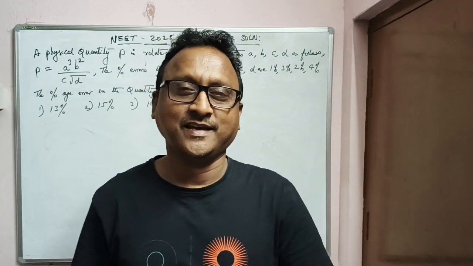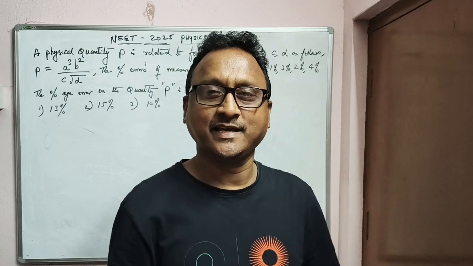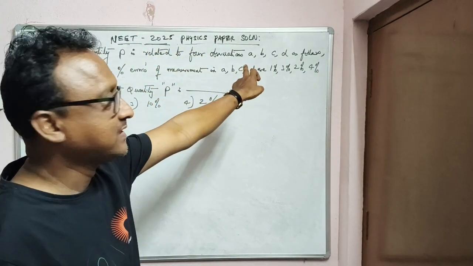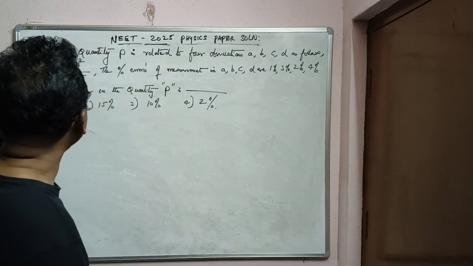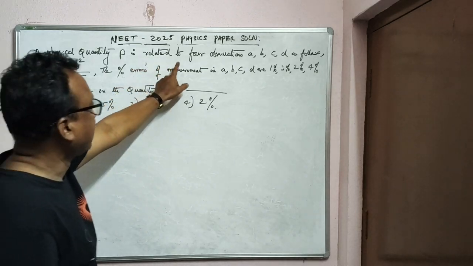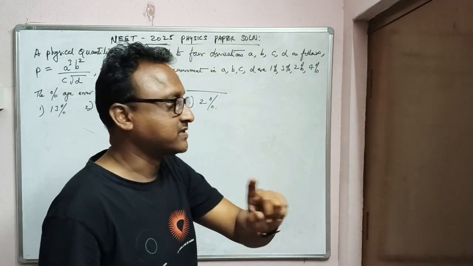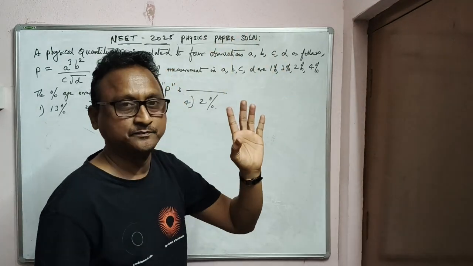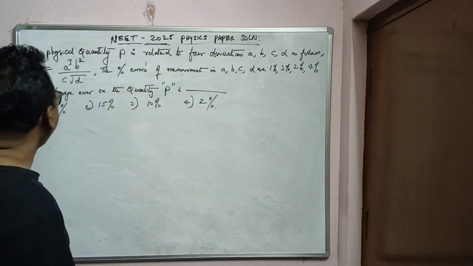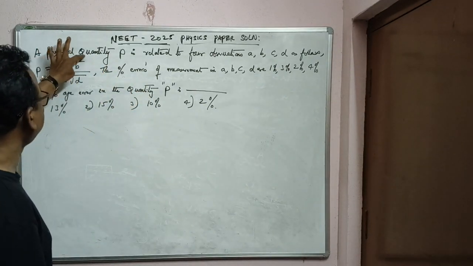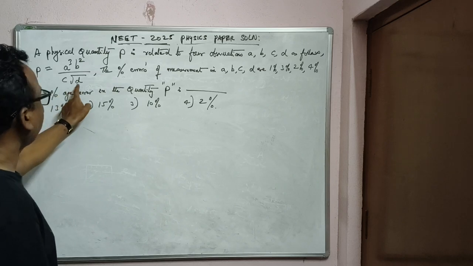Hi friends, now let us solve very clearly, from units and dimensions, one question recently asked in the NEET physics paper. You can see on the board, a physical quantity P is related to four observations a, b, c, d as follows: P is equal to a cube b square by c root d.